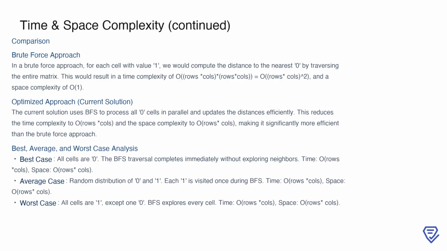Breaking it down further, in the best case where all cells are 0, BFS completes immediately with minimal exploration, achieving a time complexity of rows * cols, and space complexity of rows * cols. For an average case with a random distribution of 0 and 1, or the worst case where all cells are 1 except one 0, the time and space complexities remain rows * cols, demonstrating the robustness of the approach.